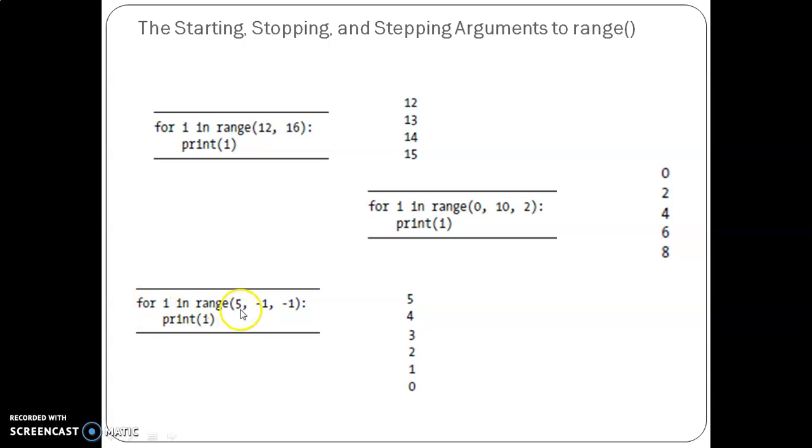Similarly, we have another example here. For I in the range 5, -1, -1. So here the range function accepts negative values as well. Here 5 to -1 is the range and the step is -1. So it is in a decrementing manner. From 5, -1 will be considered, so 4, then -1 is 3, then 2, then 1, then 0. So like this, the range function can be used for different purposes.